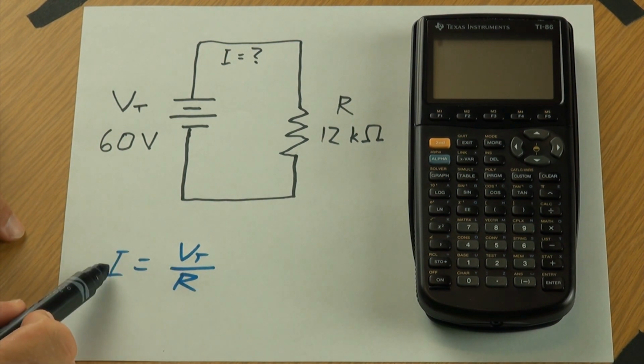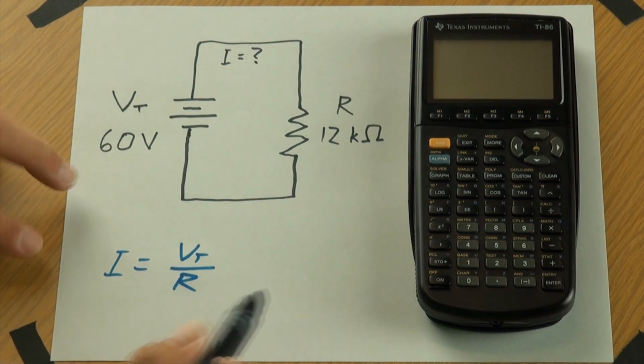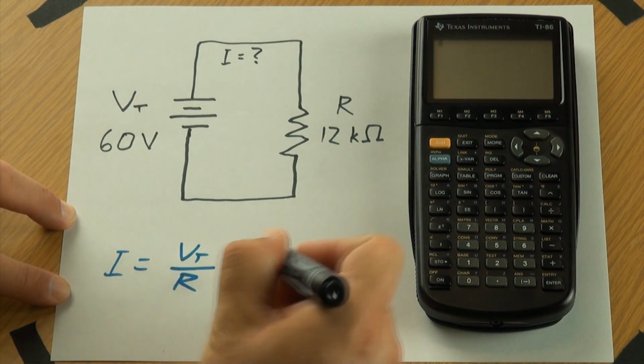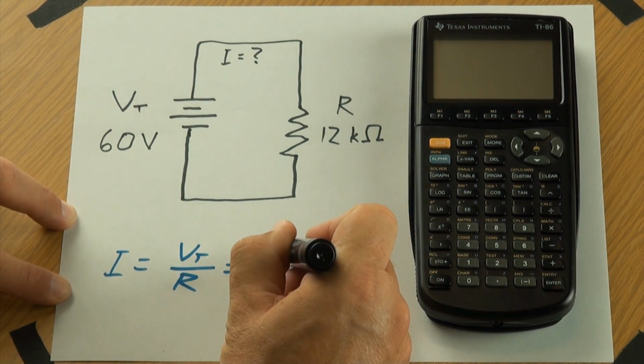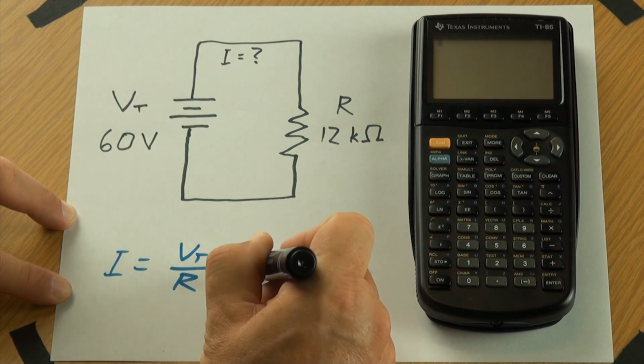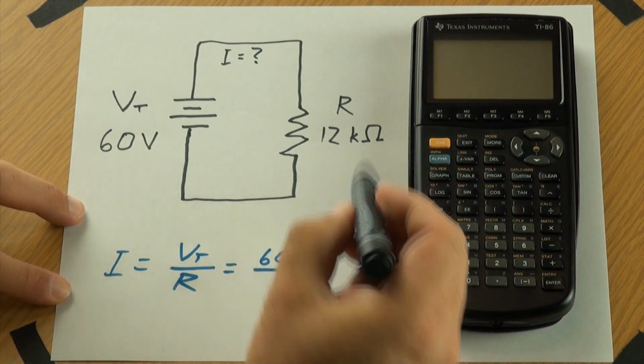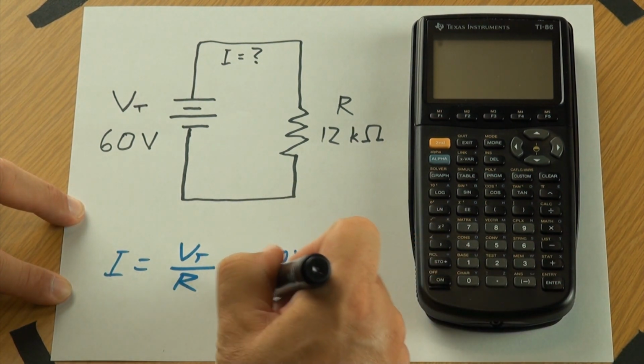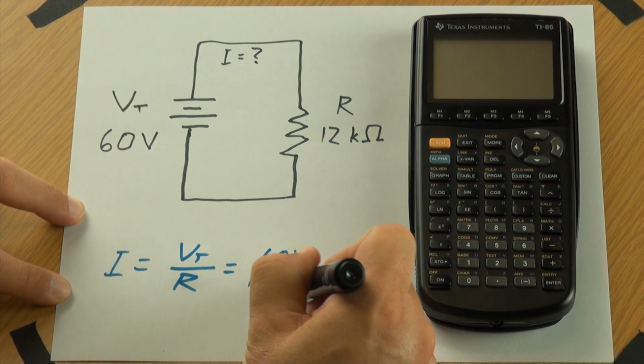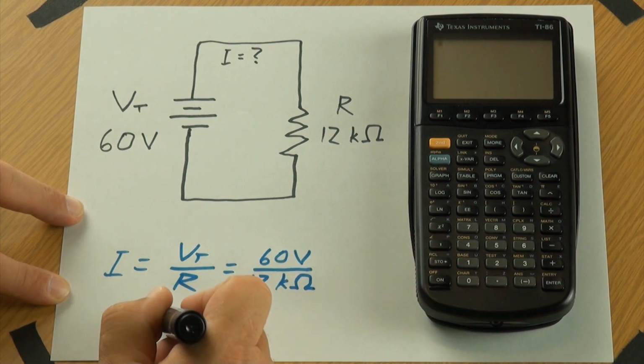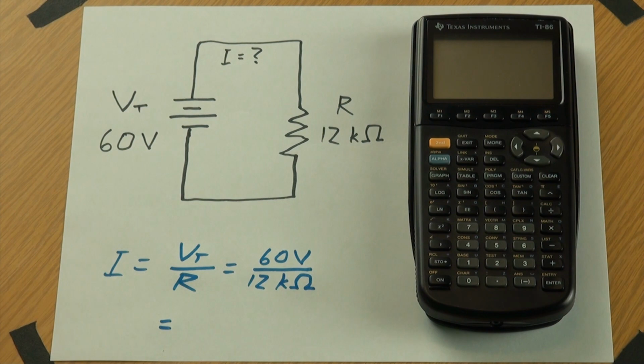What we need to do to find that current is simply insert our values here. Now, this is a fairly straightforward problem. The reason that we want to look at it briefly is to make sure that on that resistance of 12 kilo ohms, you understand you can take that straight to the calculator exactly like that. We know how to enter the kilo into the calculator at this point.